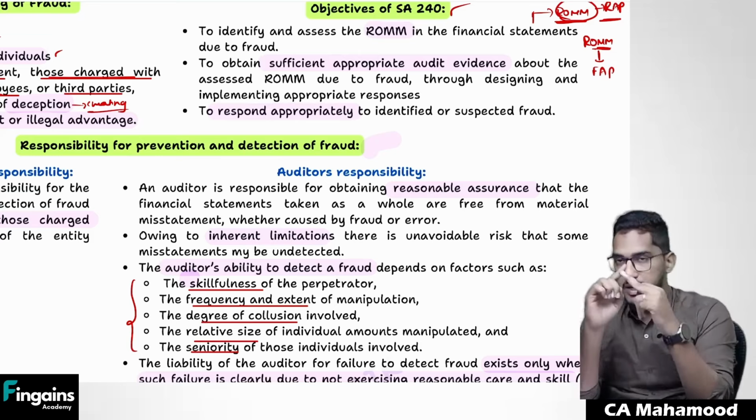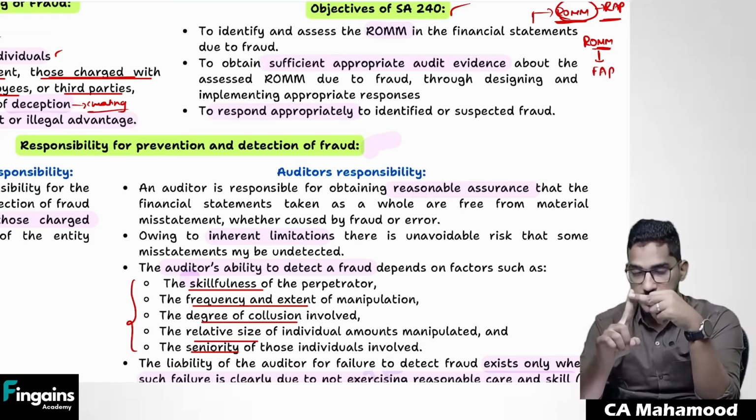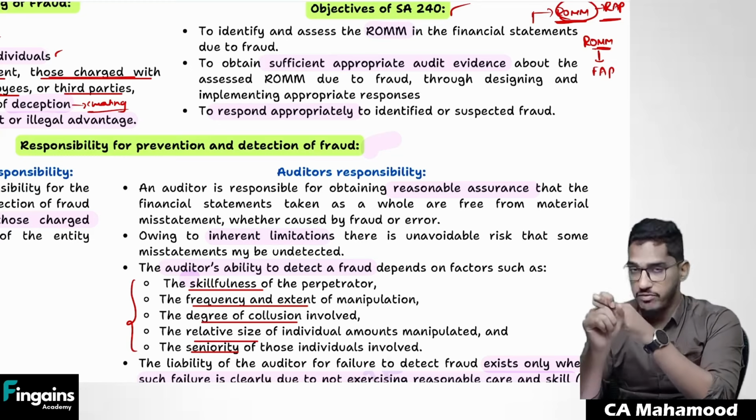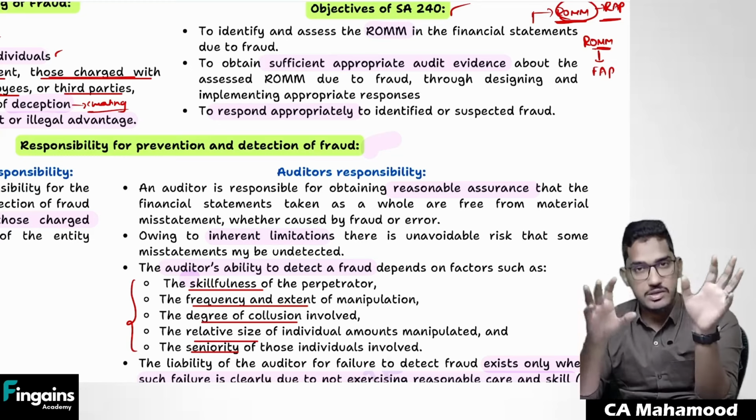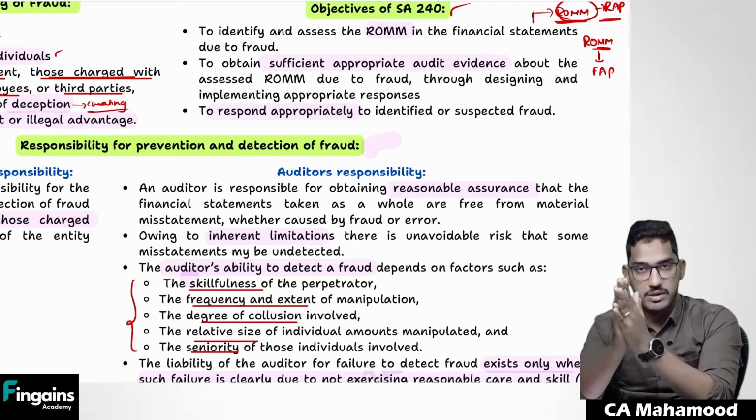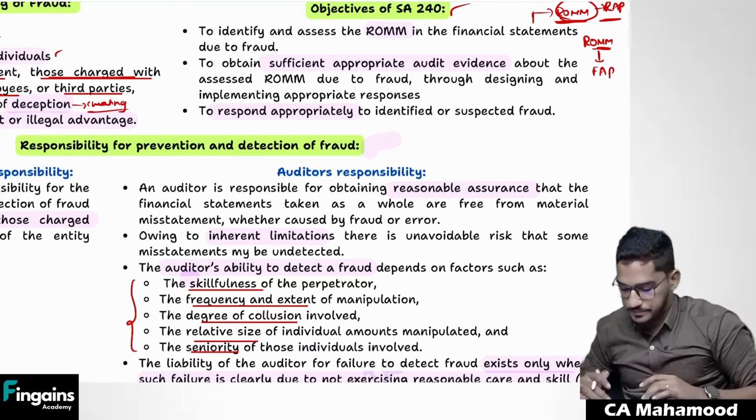So three objectives: find out the risk of material misstatement. If you find a risk of material misstatement, try to obtain evidence by performing further audit procedures. By performing those procedures, if you have finally found the fraud, respond appropriately and fulfill your reporting requirements. These three are the objectives of the auditor.